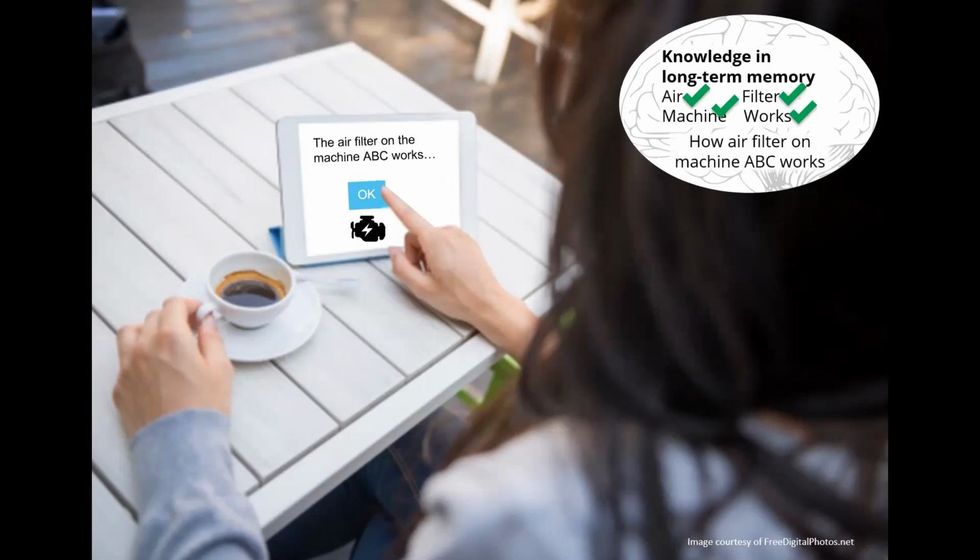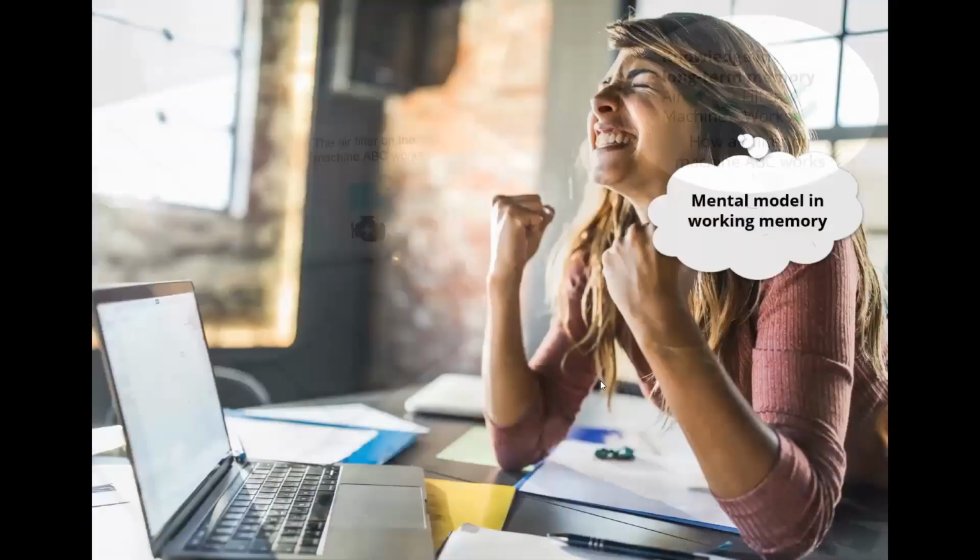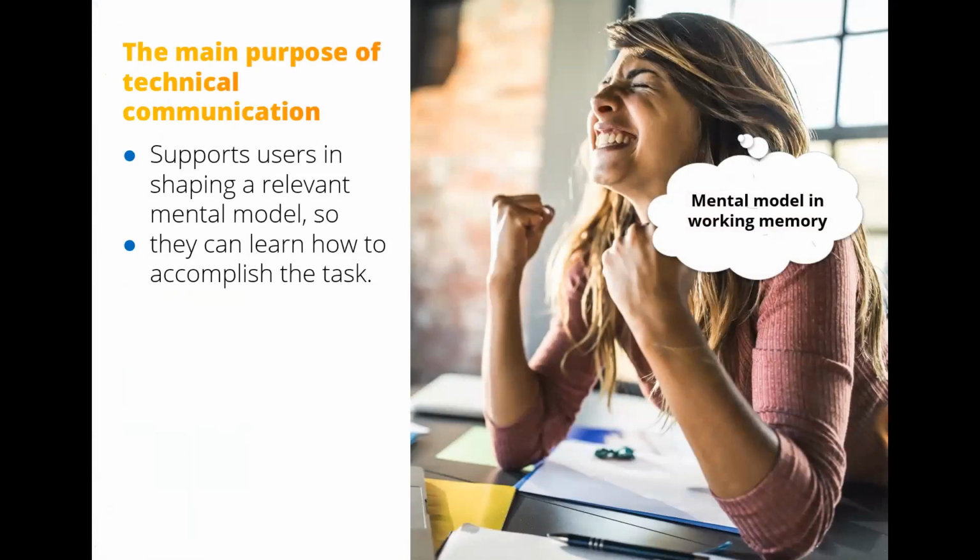So this is my point of view of how things work. This is very central for us as technical communicators because we want to make our users successful. So the main purpose of technical communication, I would say, is to support users to shape a relevant mental model. Because there's learning happening here. When a user is going from a situation where they cannot accomplish a task to a situation where they can, they have learned. And to learn, you need to shape a mental model to then base your actions.